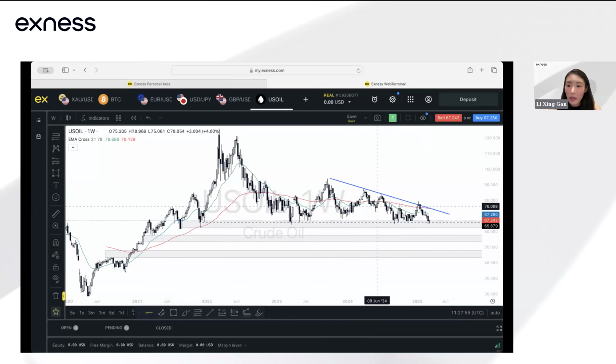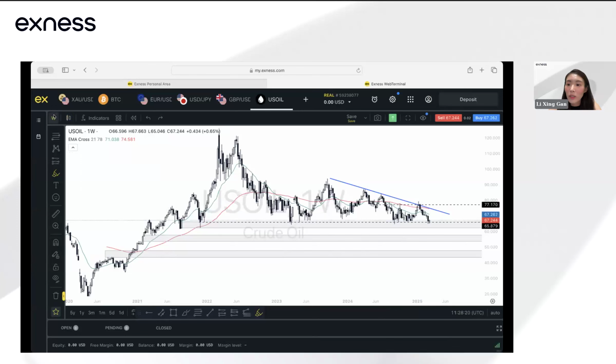It tested this resistance area at about the 78 level. You can see that this resistance level was tested over here, and then again here, here as well, and you're seeing that consolidation here. So price did not actually form lower swings, but instead it's just holding between this zone. So that's currently what we have on the weekly time frame.